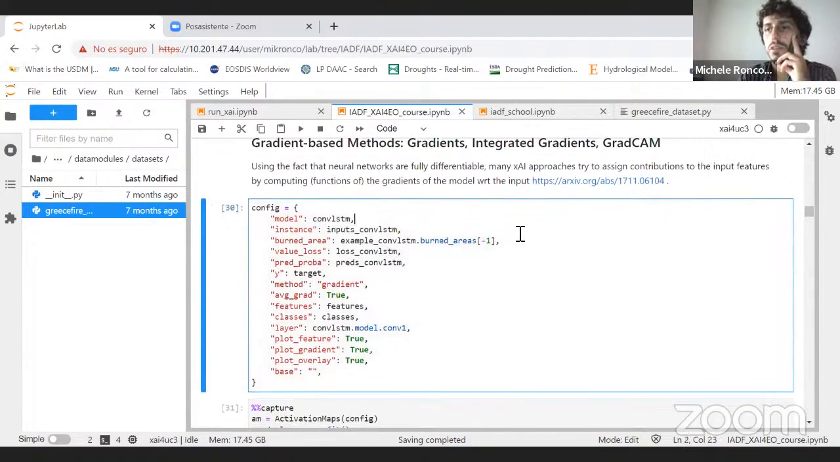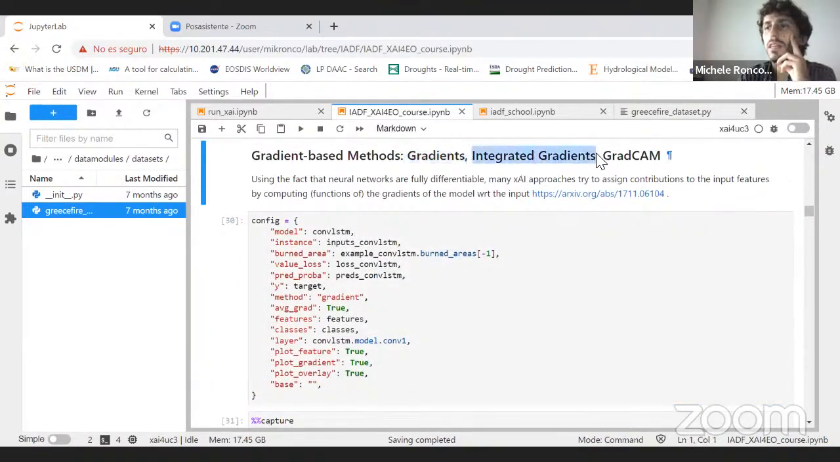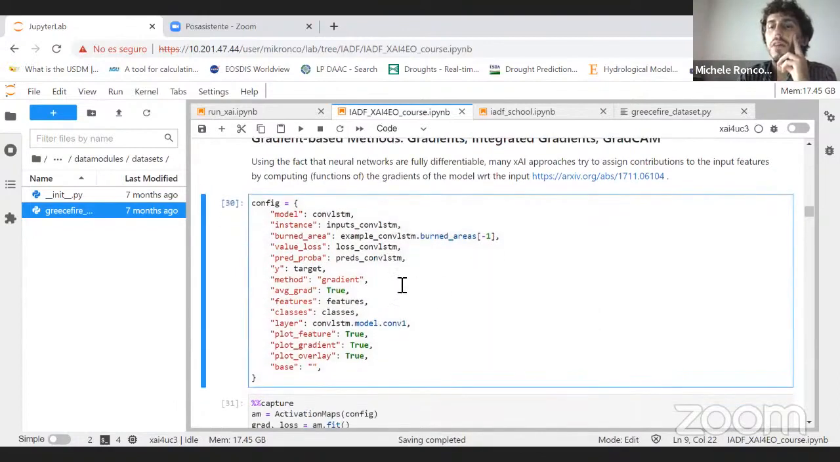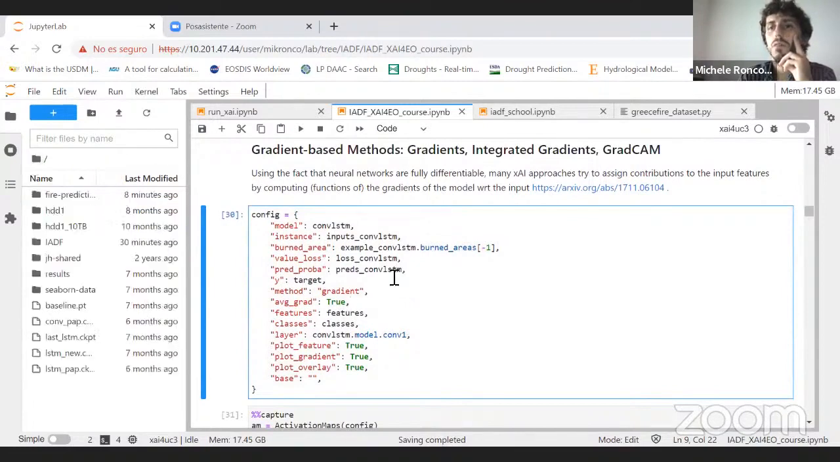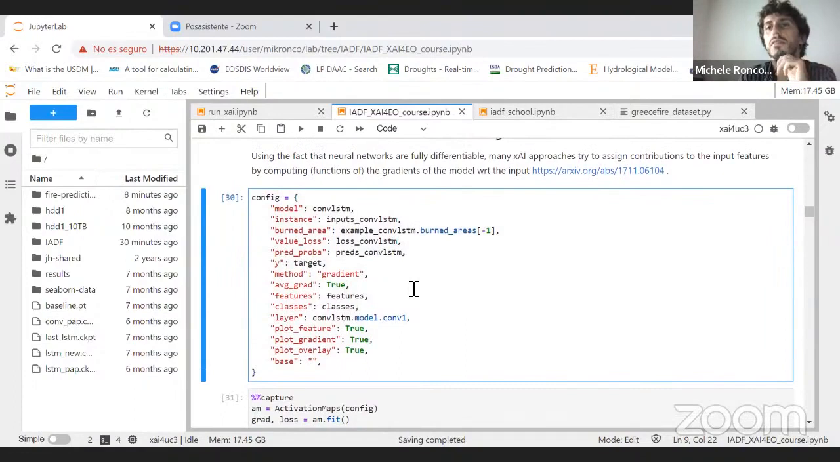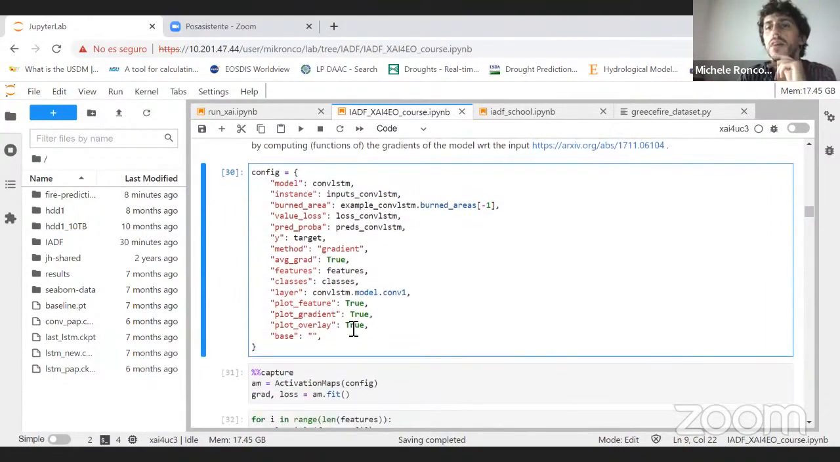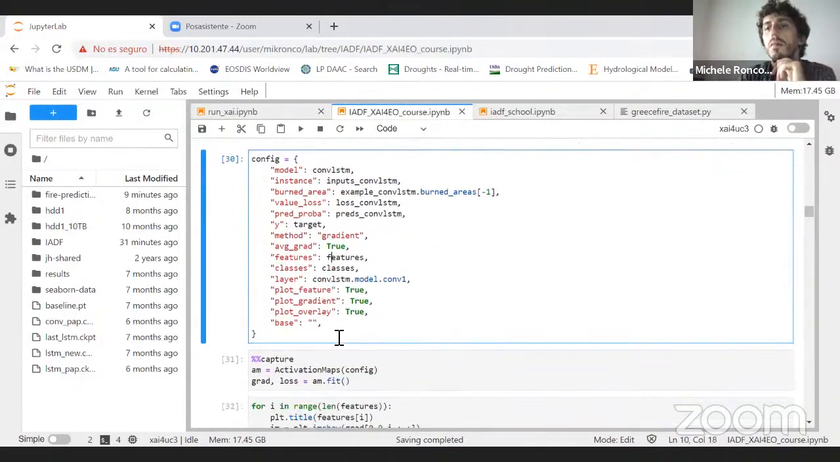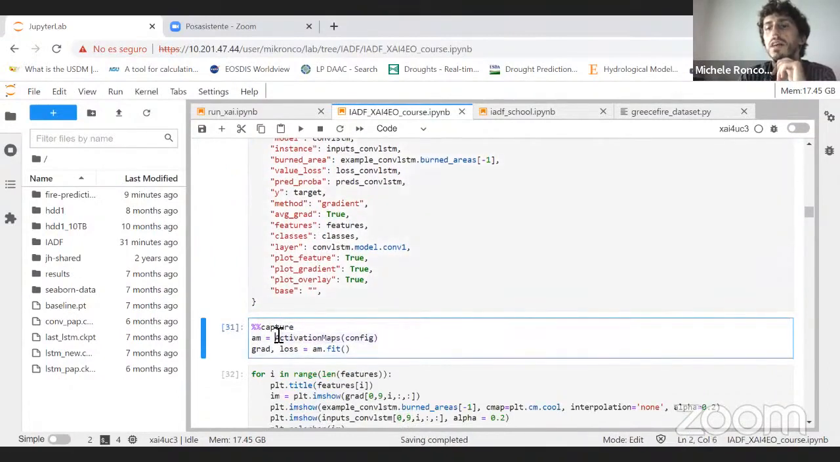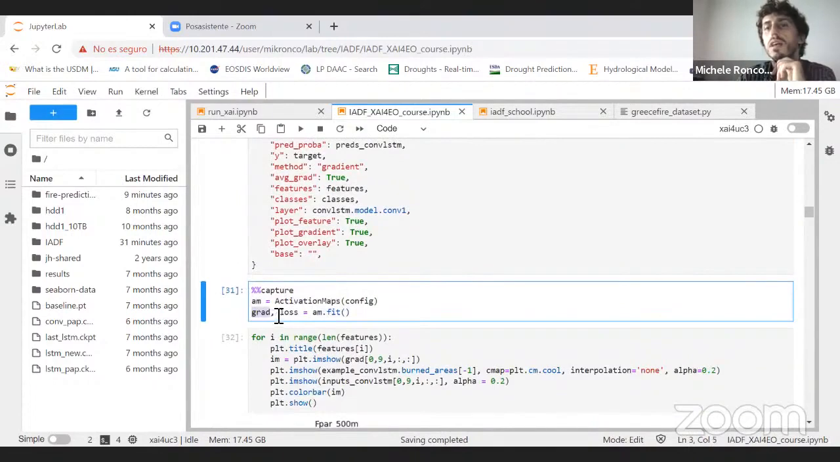What about gradient-based methods? In particular, three of them: gradients, integrated gradients, and GradCAM, which we can use. In this case, again, they are all implemented in Captum. What I did here for simplifying the code was basically defining a simple wrapper over these pixel-based methods, these gradient-based methods. So we can specify in this configuration dictionary the kind of model, the input, and a series of parameters, the target, and so forth. And then give it as an argument to this activation maps class, which just has to be fitted and will give us back the activation, so the attributions, the grad, and the loss.